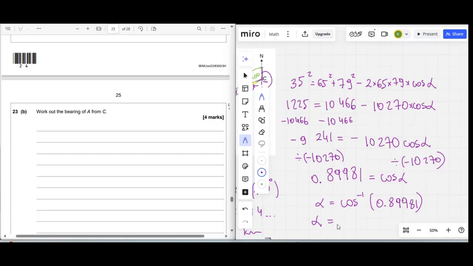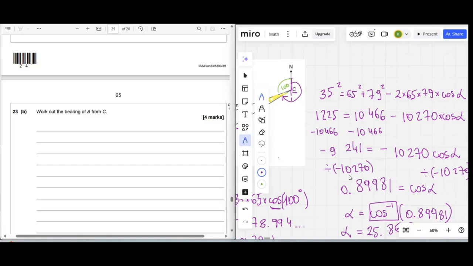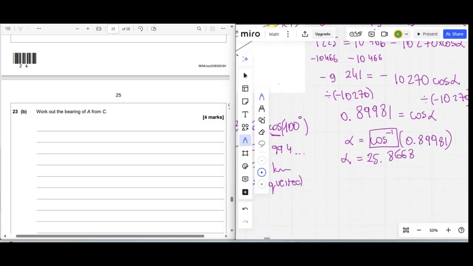Can you see that on your calculator? Yes. This function, and use parentheses just as a precaution. Alpha is 25.866896. So we can say that alpha is close to 26 degrees.